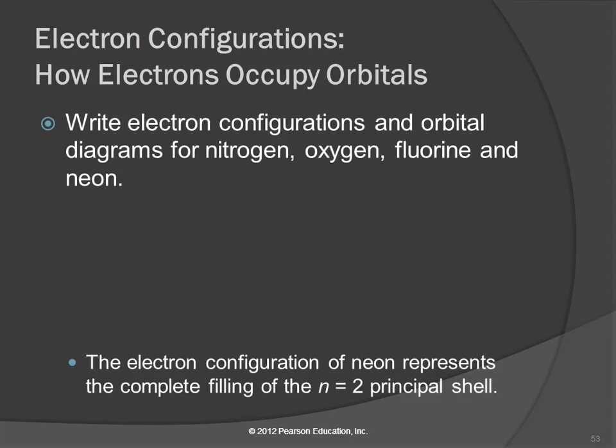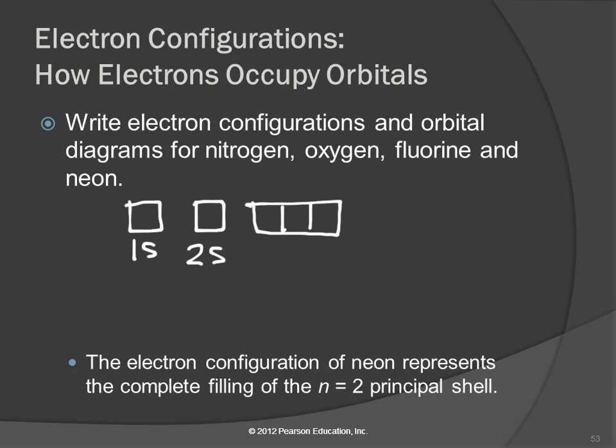So this is asking us to write electron configurations and orbital diagrams for nitrogen, oxygen, fluorine, and neon. Let's do orbital diagrams first, because those are more like a picture. And so what I'm going to do is write these on top of each other. So here's 1s, and there's 2s, and here's 2p for the orbital diagram. And that's all we're going to need, actually.